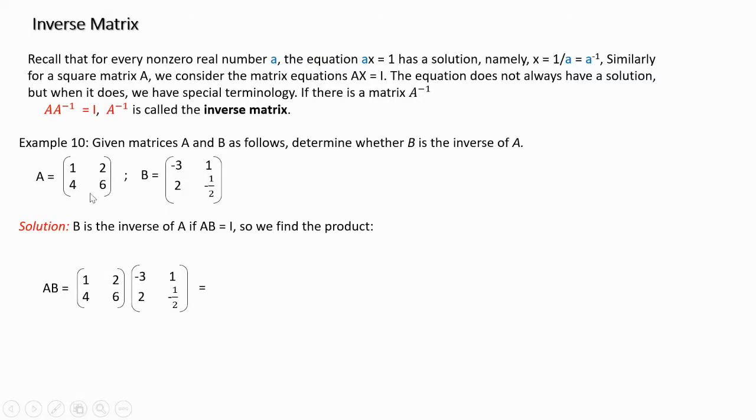And again here, guys, if you have matrix A times B, in this example number 10, they're saying, given matrices A and B, determine whether B is the inverse of A. So what do we do? We're going to multiply them. And if the result is 1, 0, 0, 1, that means it is the identity.